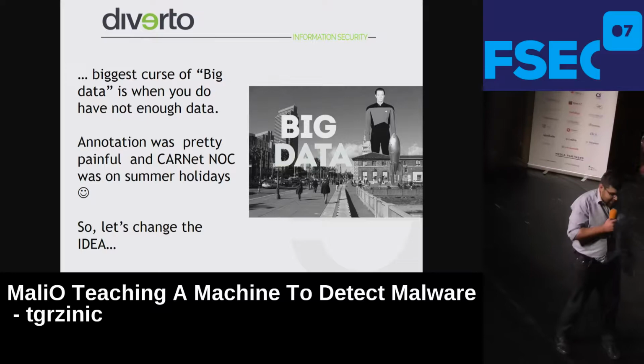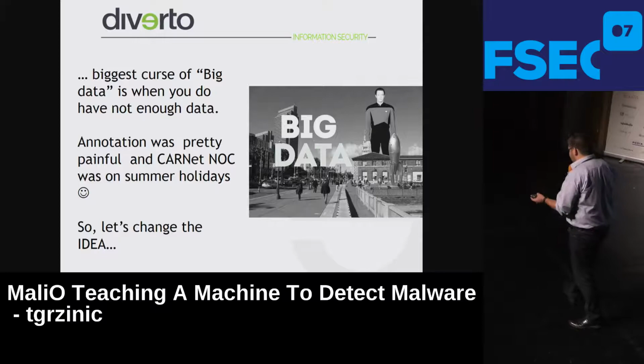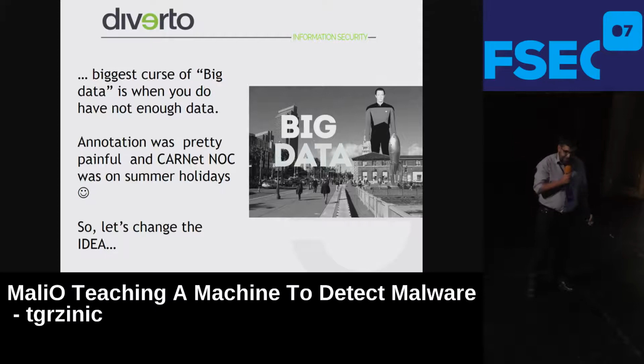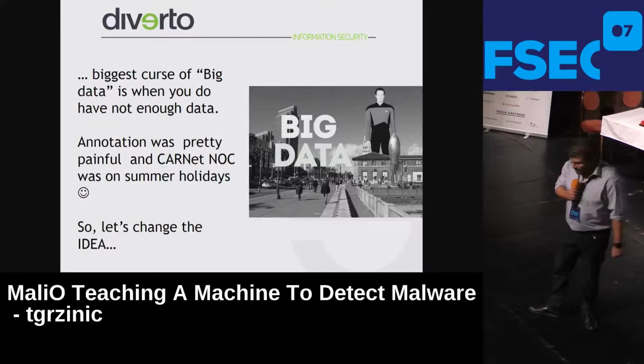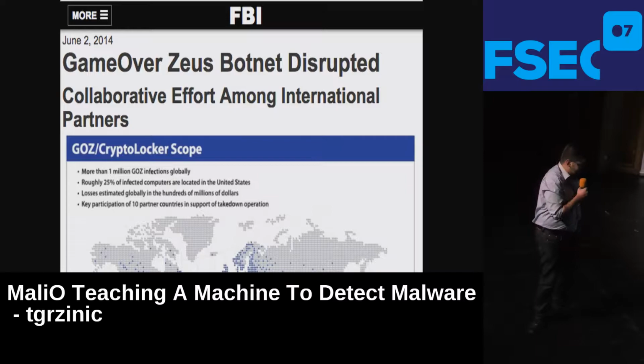The annotation of the dataset was painful. I was waiting for the attackers to attack our network, to annotate the dataset, and to train my models. So I had so many problems. So I was talking to Tonimir, my mentor on the PhD thesis, and he said to me, "I don't know, it's your problem. Be creative." So I changed the idea.